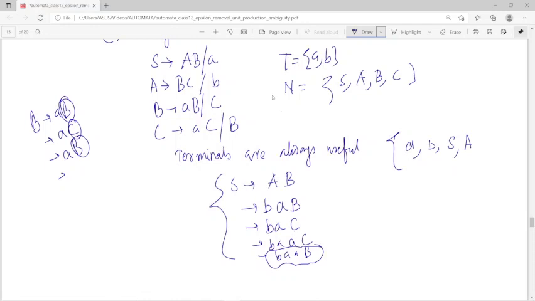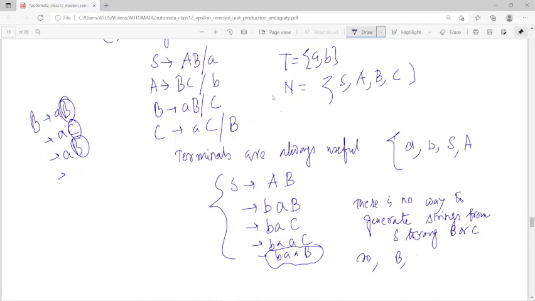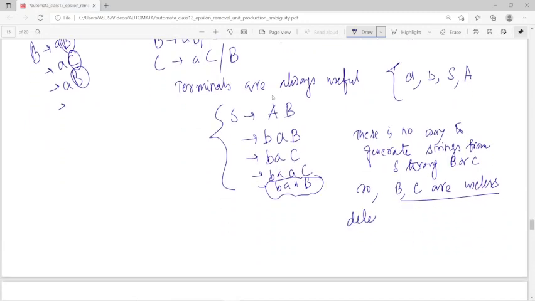So you have to delete all the productions containing B and C, right? That means there is no way to generate a string from S through B or C. So these B and C are useless. If you determine them to be useless, you have to delete all the productions containing B and C, right?